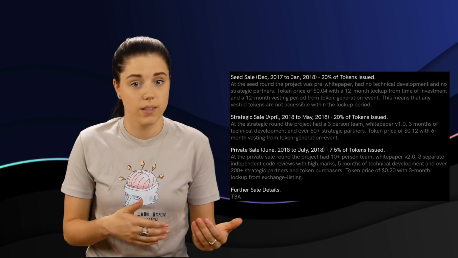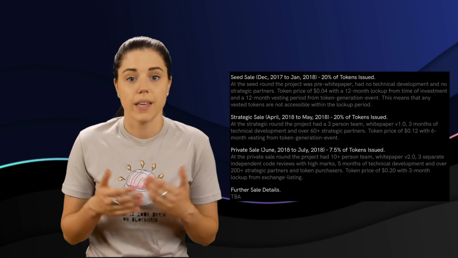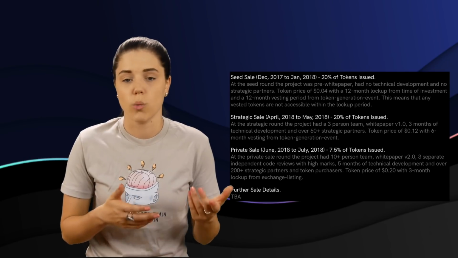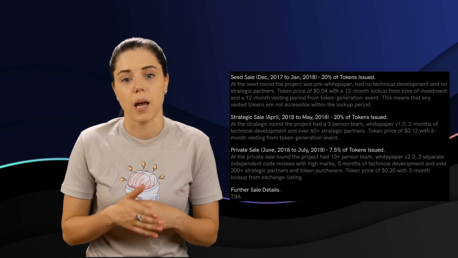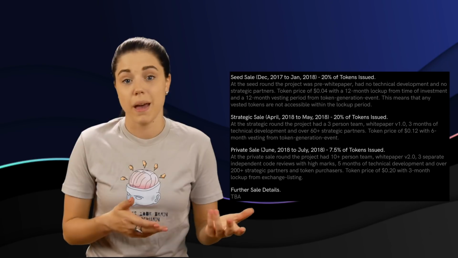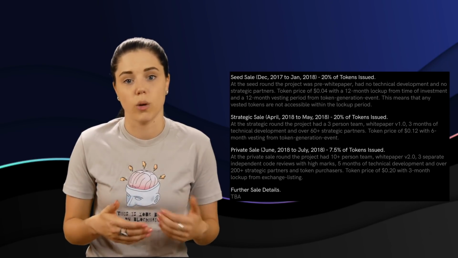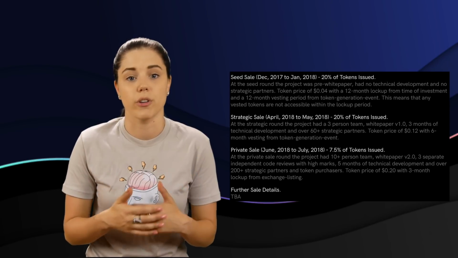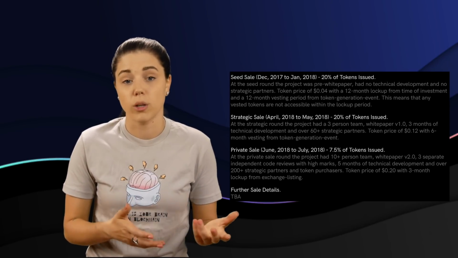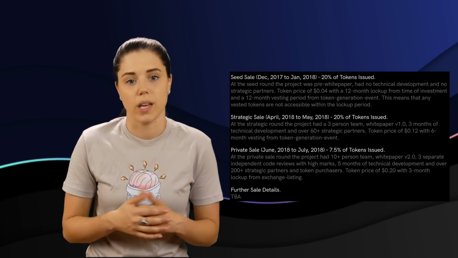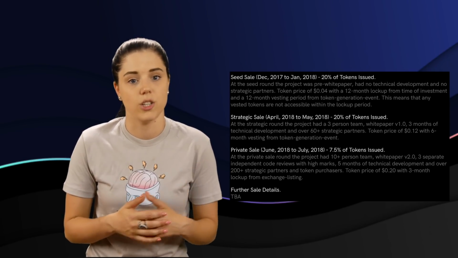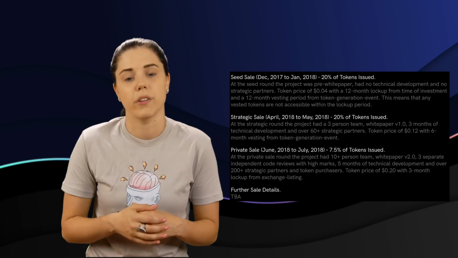From December of 2017 to January of 2018, they had their seed sale in which 20% of the tokens were issued. The token price was 4 cents with a 12-month vesting period from the time of the token generation event. From April to May of 2018, they had their strategic sale in which 20% of their tokens were issued at 12 cents each and a 6-month vesting period started from the public sale. And then their final private sale was from June to July of 2018, in which 7.5% of the tokens were sold at a price of 20 cents each with a 3-month lockup from the time of an exchange listing.